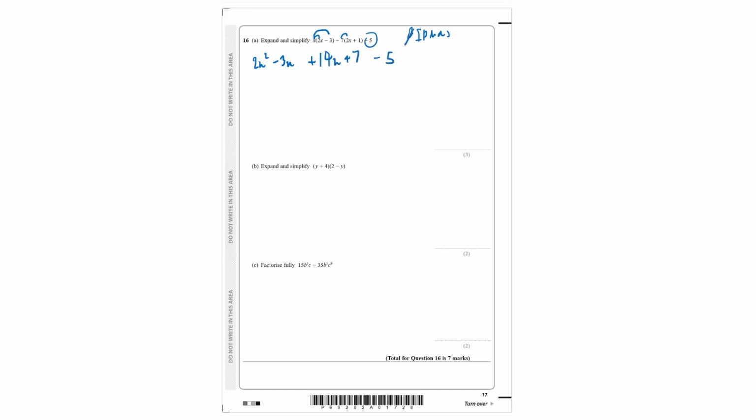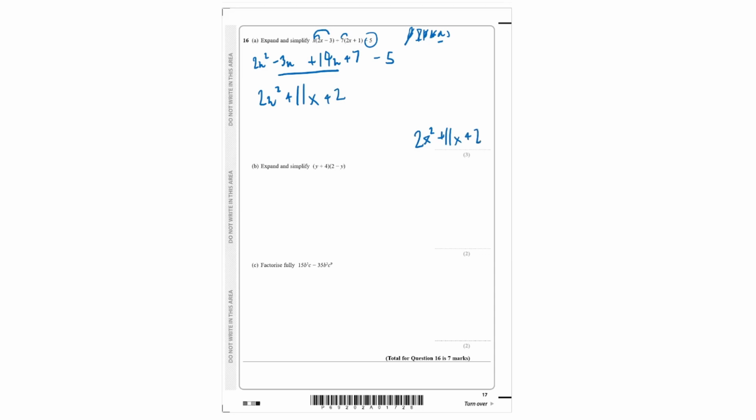Now that we're done with brackets, indices, division, and multiplication, we can then move on to addition and subtraction. So here, we should put all like terms together. We have 2x squared. Negative 3x plus 14x is 11x. And plus 7 minus 5 is plus 2. So our final answer is 2x squared plus 11x plus 2.